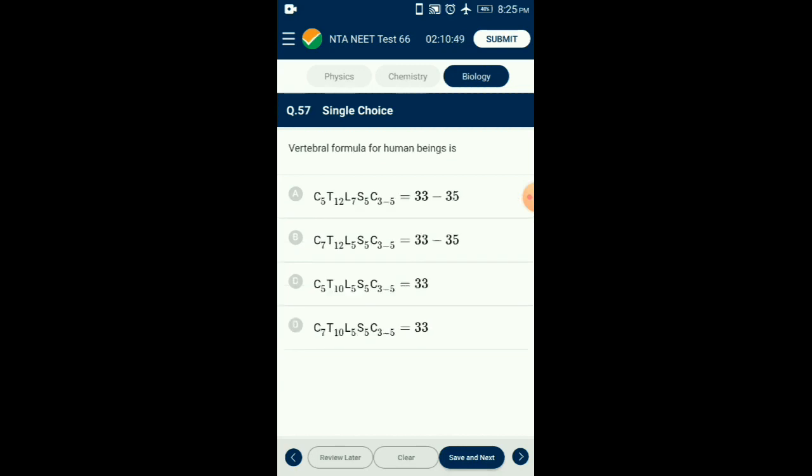Question number 57. Vertebral formula for human being is: cervical vertebrae are 7 in number, thoracic 12 in number, lumbar 5 in number, sacral 5 in number in childhood. They fuse in adults to form a single bone. The coccygeal vary from 3 to 5 in number. So the answer for this question is option B. That is the correct answer for human vertebral formula.